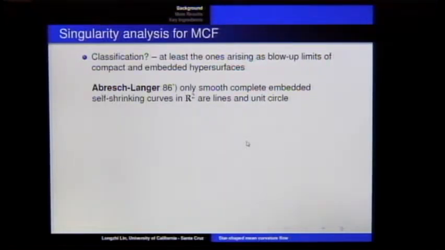That coincides with the previous result of Gage and Grayson, which says that if you start with an embedded curve, then it has to shrink to a round circle. If it's embedded, then the flow is smooth and doesn't develop singularities. In fact, they proved much more: not just the embedded ones, they classified all possible immersed self-shrinking curves for the curve shortening flow.